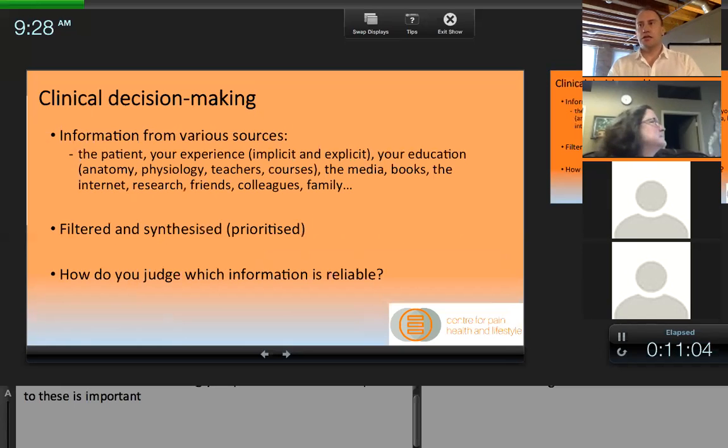But how do you judge that? So how do you judge what information is reliable and therefore information which should be prioritized? And again, this is the way you do it. It's exactly the same. It's no different in the clinic to the way that we filter information when we're out in the world being normal people.